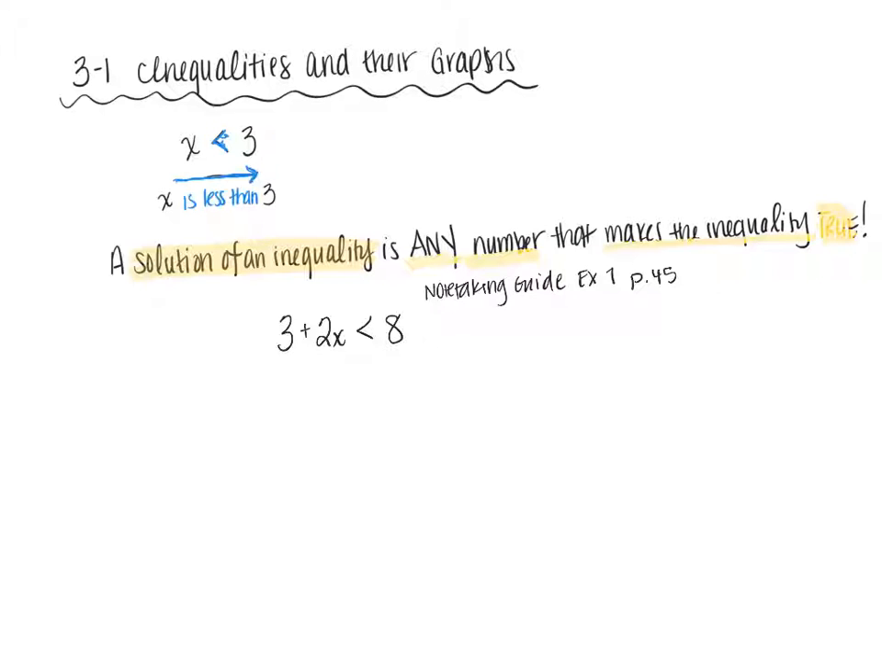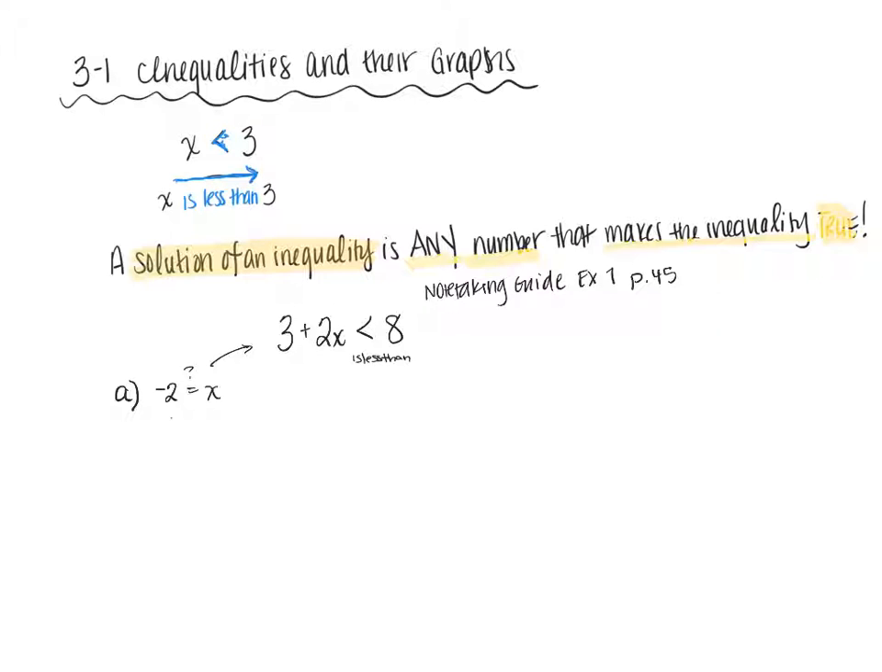I have this problem. All right, let's look at this problem. It's on your note-taking guide in the middle of page 45. Let's see how you would read this. 3 plus 2x is less than 8. All right, your book has you plugging in -2 for x and is asking, could -2 possibly be a solution for this inequality? Could it make this inequality still be true?